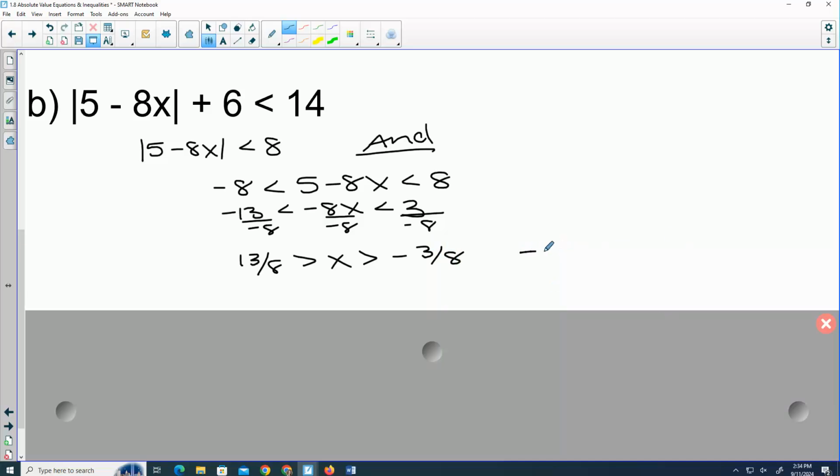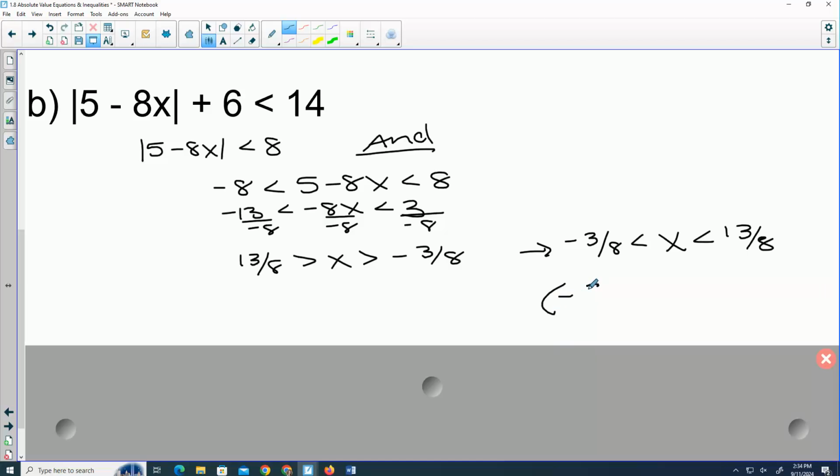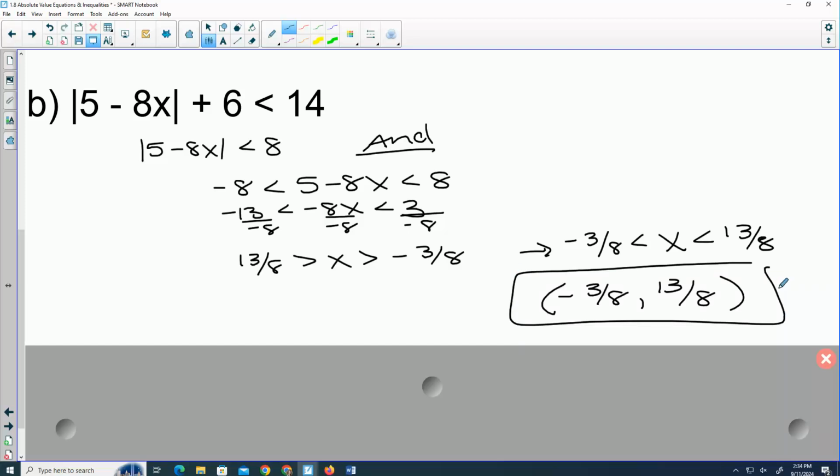Okay, if you don't like how that's written, you can always flip it around. So that means -3/8 is less than x is less than 13/8. So x is bigger than -3/8 and smaller than 13/8. So your interval at the end is just in between those two numbers. If I switched it to an equal to, what would change? Like if it were less than or equal to, we would get brackets instead of parentheses. So that will make a difference in how you solve the problem.